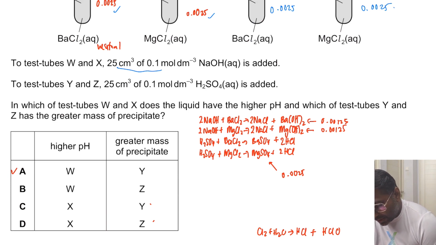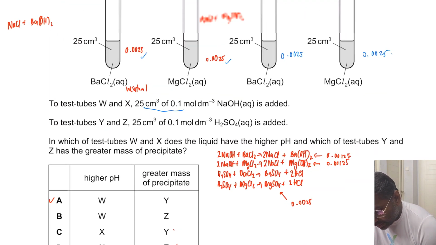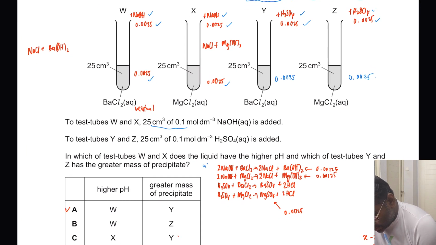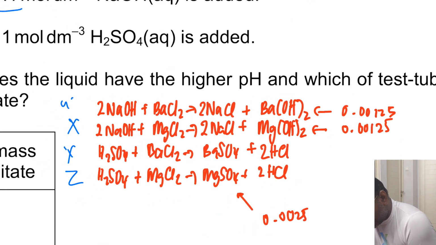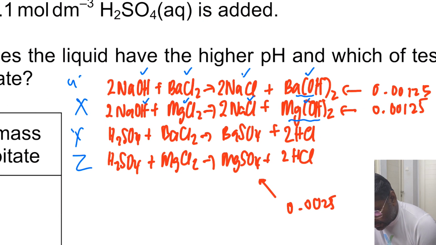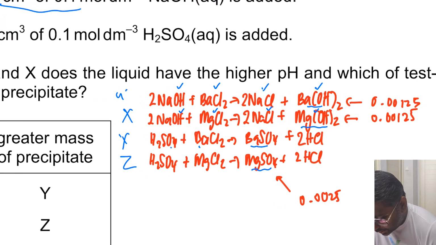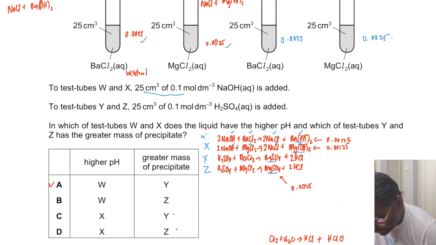So generally here I have put W, X, Y, and Z over here. I have written down the equations. Sodium hydroxide reacts with barium chloride to give you this and this. So this is the precipitate. This one reacts with this to give you this. This is the precipitate, and this one reacts with this, so you will get this as the precipitate.